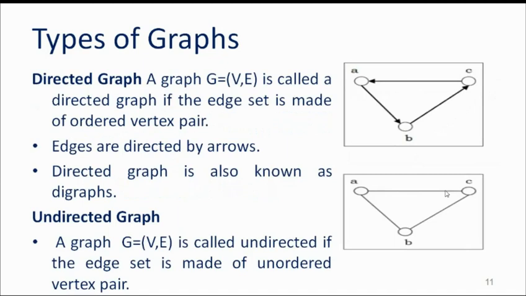Directed graph, yeah, this is the directed graph. Okay, so a graph G equal to V comma E is called a directed graph if the edge set is made of ordered vertex pairs like this. Edges are directed by arrows. Directed graph is also known as digraphs. Okay.